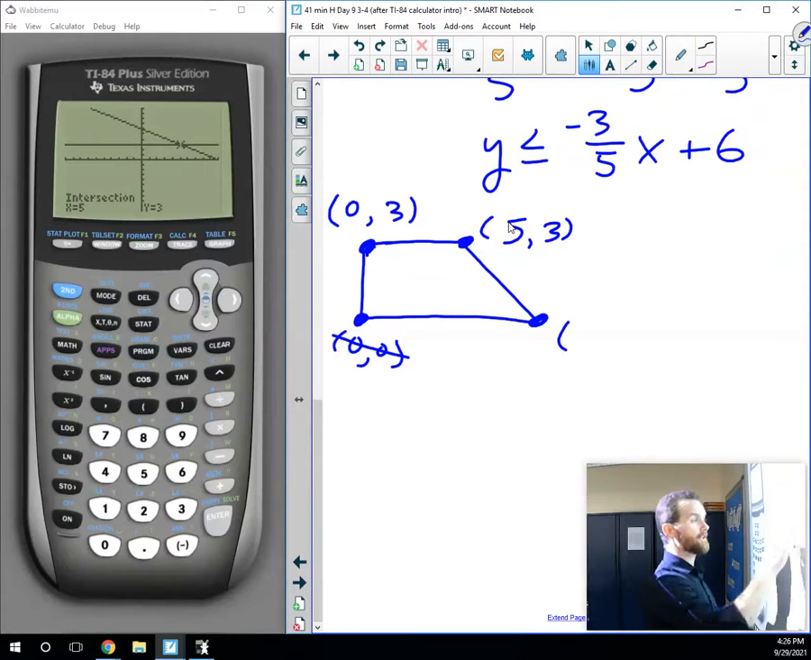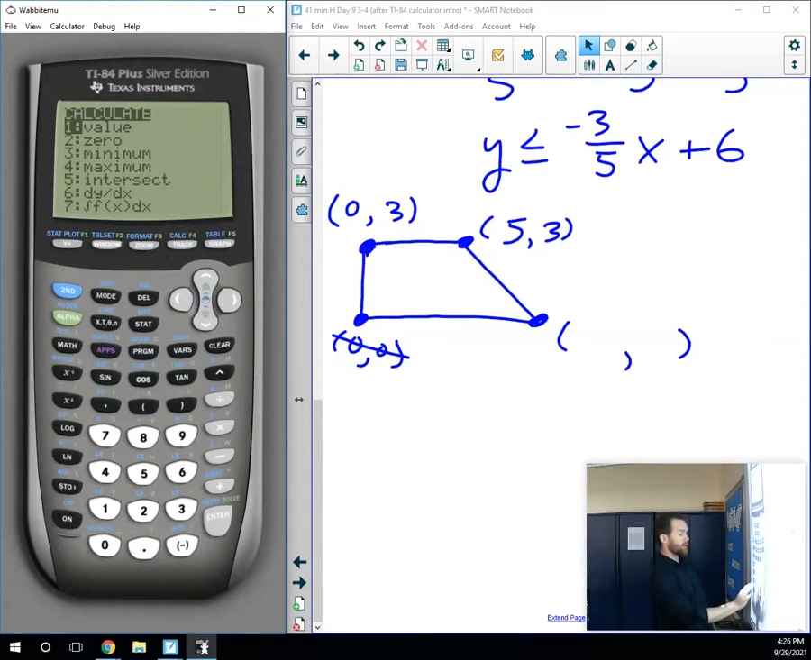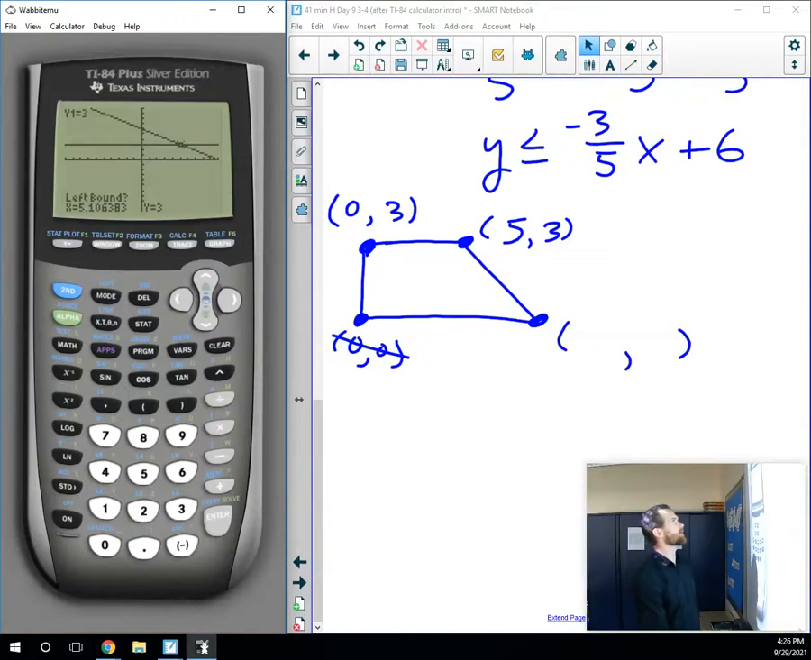Last but not least, we have to find this point down here, which is a real root. That's an x-intercept. So we know how to do that. We get second, calculate, 0, because zero, real root, x-intercept is all the same thing. Now, if you look at this graph, the real root looks like it's barely on the screen. Before I hit left bound or right bound, I'm going to move my cursor to the right. Oh, I'm on the wrong function. Let me hit down to get to the right one. I'm going to move my cursor to the right and move the screen a little bit. Yeah, now we can see around the real root better.